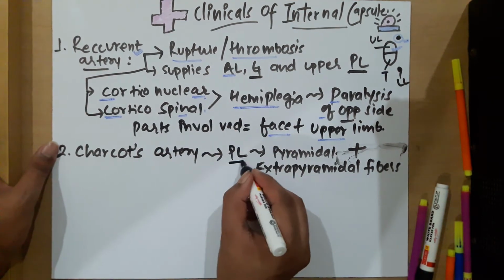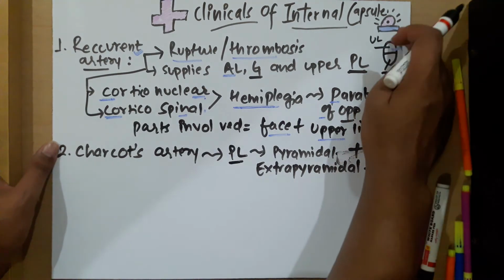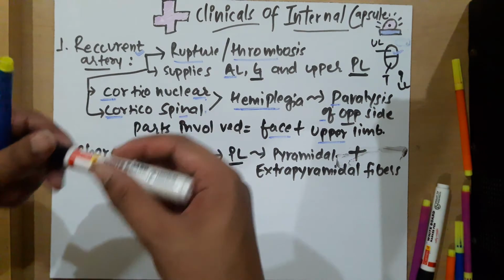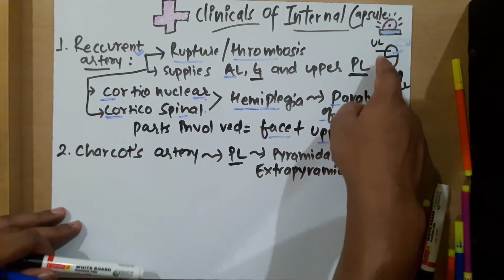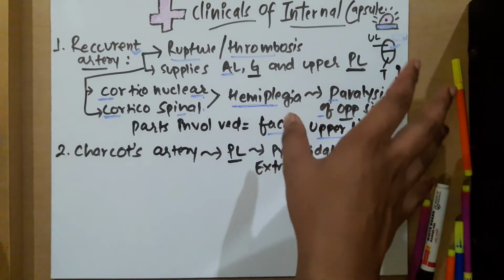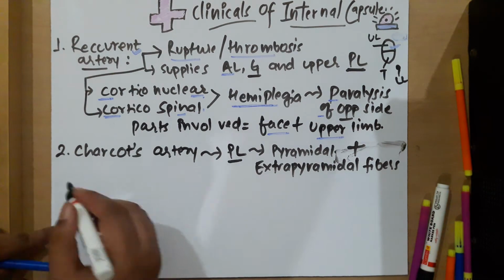So in the posterior limb, corticonuclear is not present. There is only corticospinal. The corticonuclear is in the genu. So now in the posterior limb there is the corticospinal, upper part, lower part, with the corticospinal supplying the upper limb, trunk and the lower part. Yes or no?